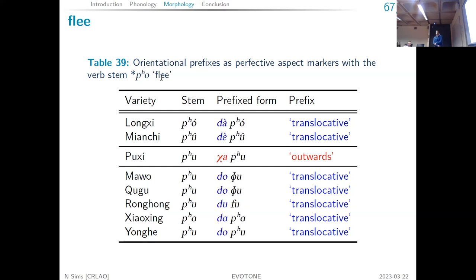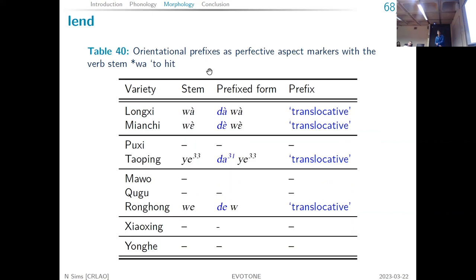Okay, same for the word for flee. So flee takes the translocative in all these varieties, except for Puxi, where it's hapu outwards. So I have to think that Puxi is kind of on its own here. We have a verb like hit, which has all the evidence pointing towards da. So I would just reconstruct da wa, I guess.